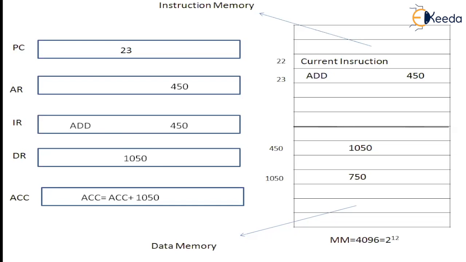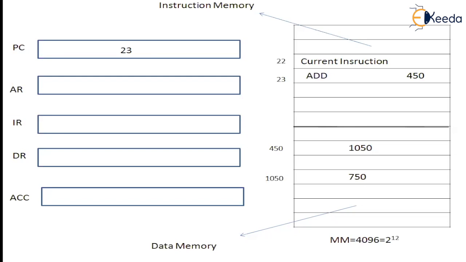Okay, so let us have a quick recap of what happened here. The program counter holds the address of the next instruction. Now the current instruction 22 has finished. The next instruction right now we need to fetch. For that, the program counter value should be transferred to the address register to locate that address in the main memory. Only the address register can locate and communicate with the main memory. For that reason, we are transferring the contents of the program counter to the address register.